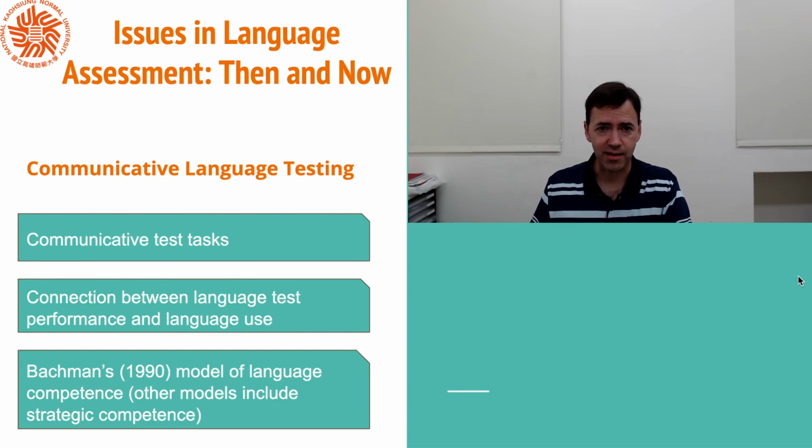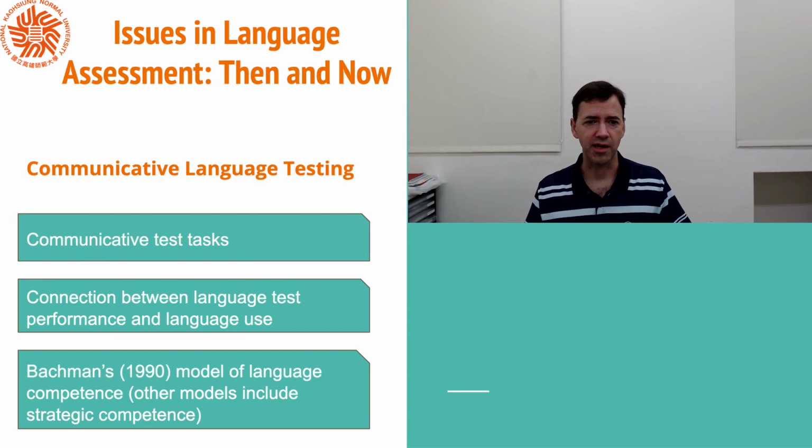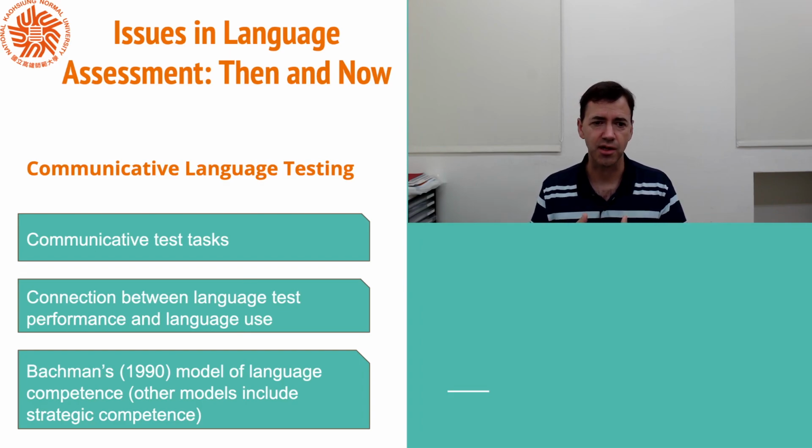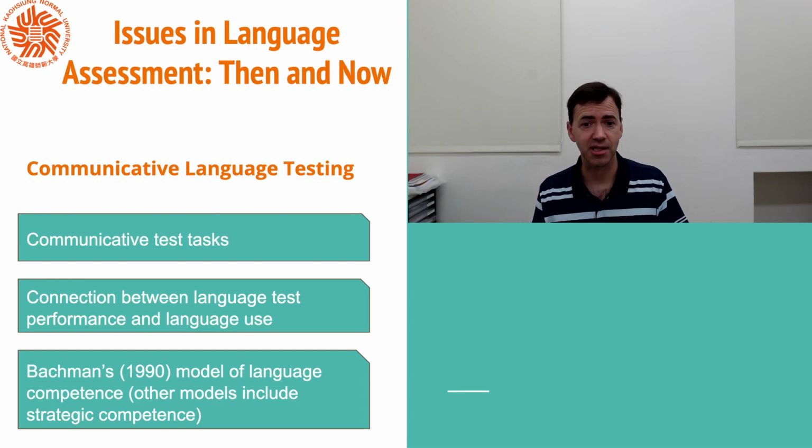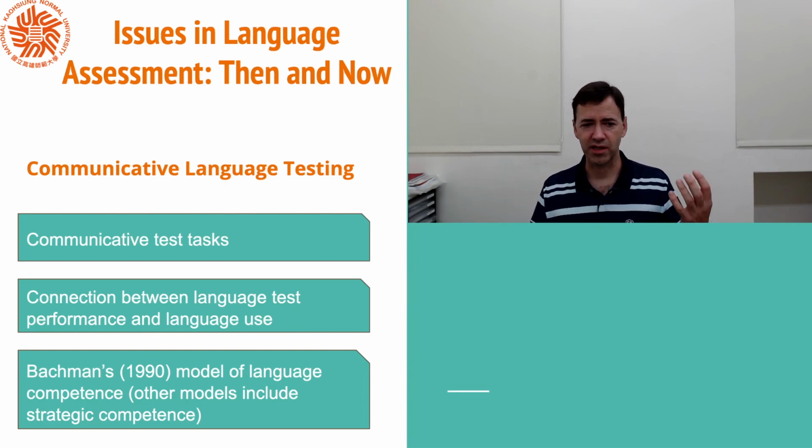Okay, and then moving along, once we realized we wanted our tests to integrate the skills together, we started to test more about communicative language. And so at this time, we start to talk about communicative competence. What does it mean to be a successful communicator when you're using English or using a language? So we have communicative test tasks, like actually doing a role play or a job interview or something like that, and then being assessed on it. What they're trying to do is make a connection between the language test performance and the language use.